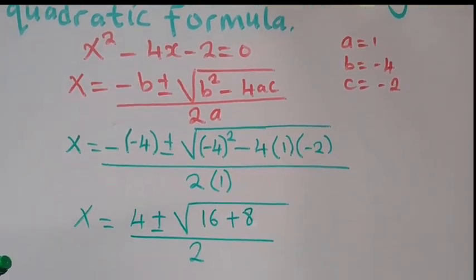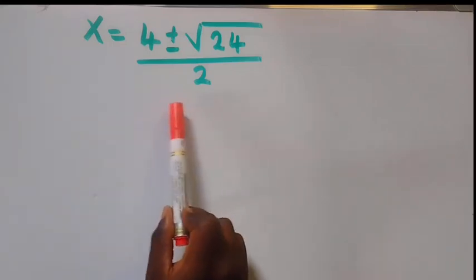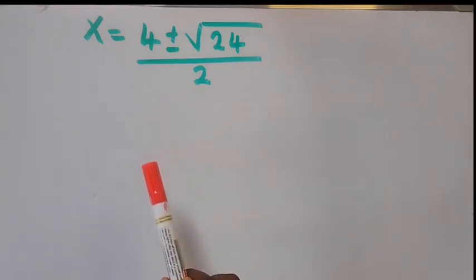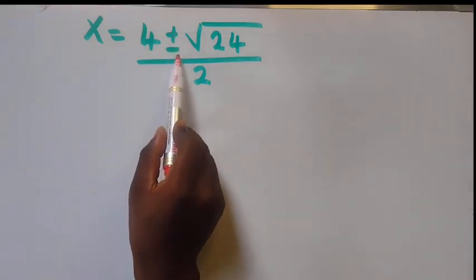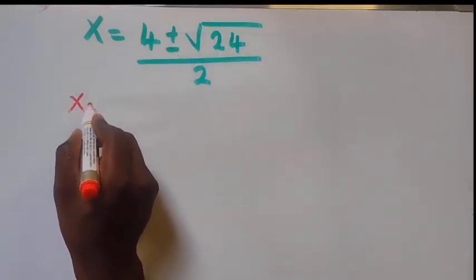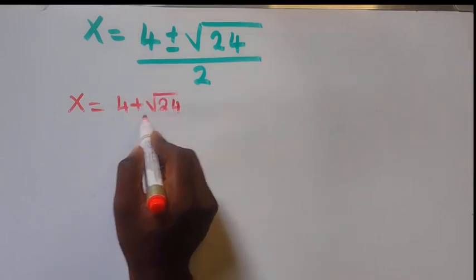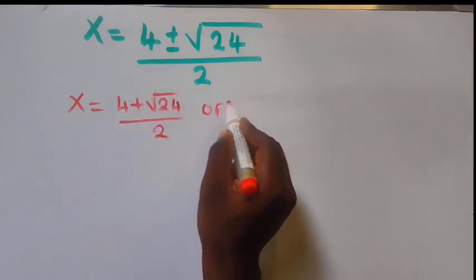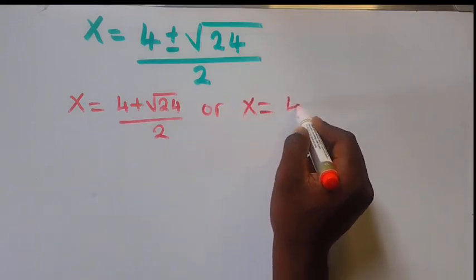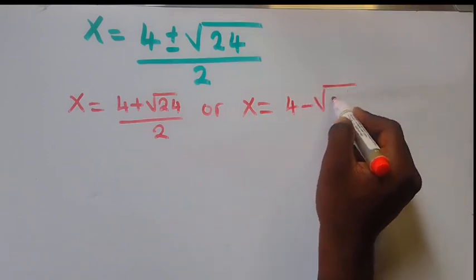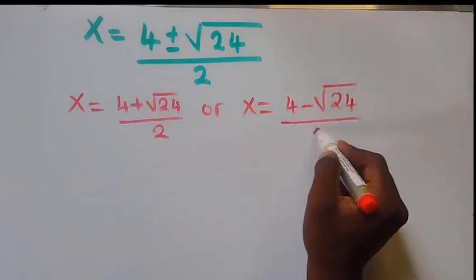From here, what we need to do is just add 16 plus 8 and see what value we get. Let me rub on top. This is what we are getting after we add 16 plus 8, you'll get 24. Then from here, since there is a plus or minus, we are going to separate them. x equal to 4 plus the square root of 24 over 2, or x equal to 4 minus the square root of 24 over 2.